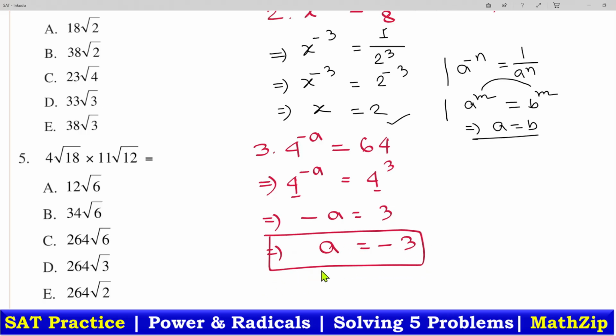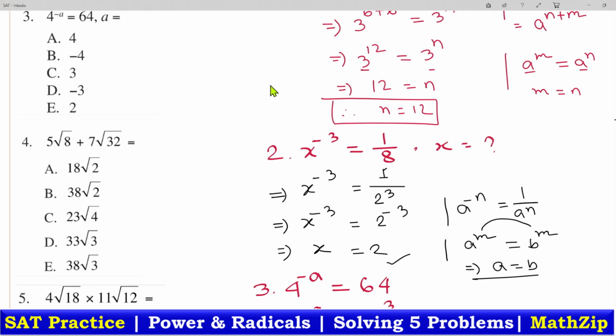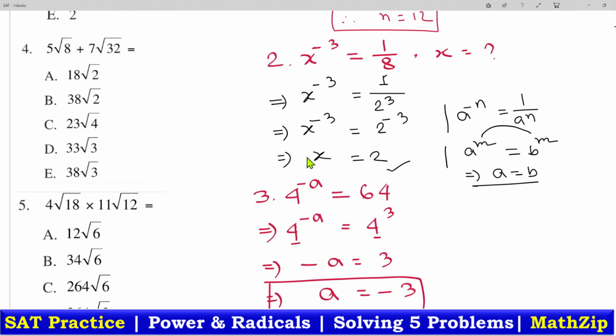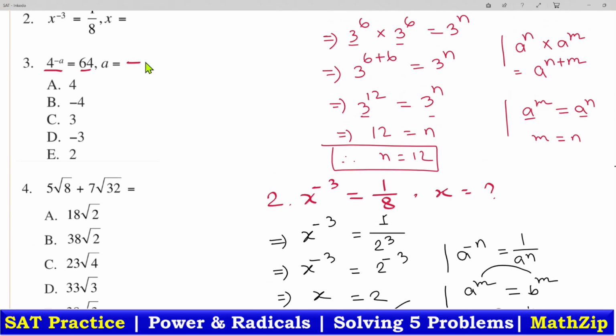Okay, so after this, this is an MCQ. 4 to the power minus a equals 64. We have to find out what a equals. We already got the result, which is minus 3, and this is option D.